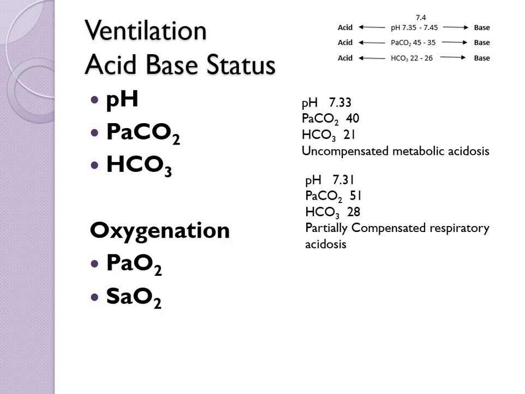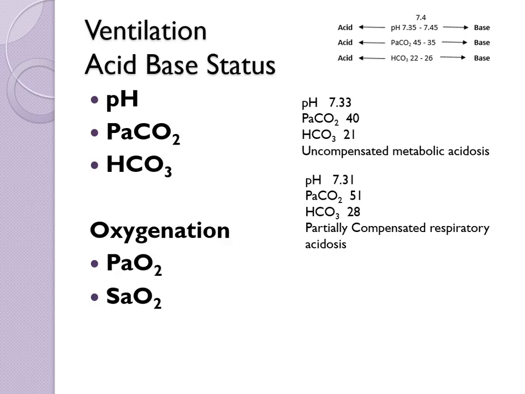So this is a partially compensated respiratory acidosis. The pH is low, so it's acid. The PaCO2 is high, which means I'm more acidic. And the way we're going to compensate for that is we need to have more base. So my bicarb's going to go up. So all 3 values are abnormal. It means the body's trying to fix it, but it hasn't got it there yet. So this is a partially compensated respiratory acidosis.